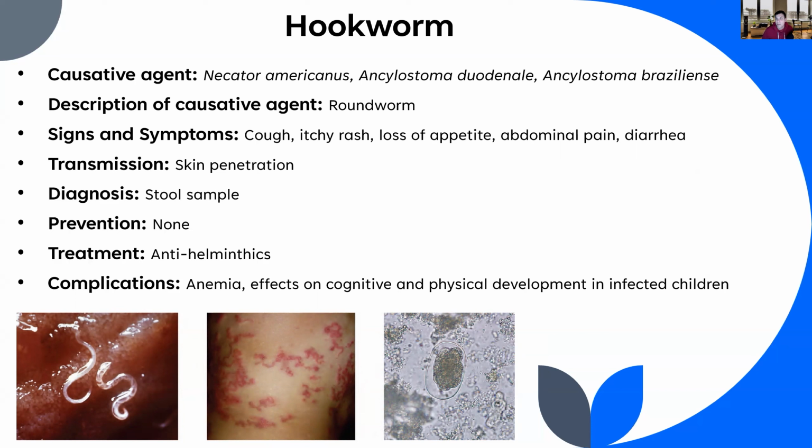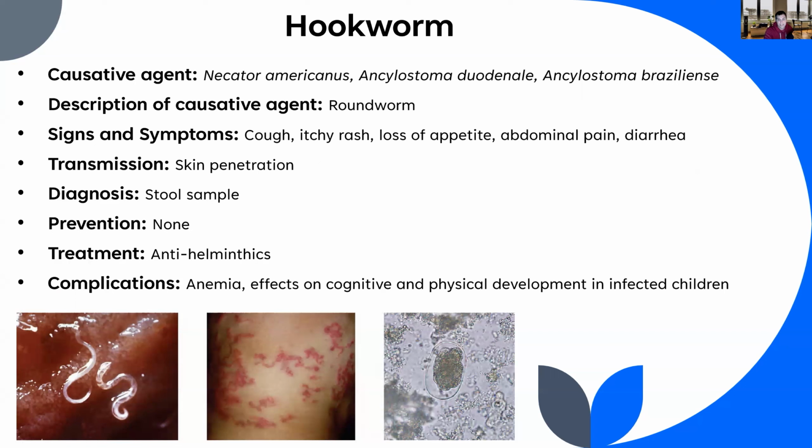And Ancylostoma brasiliensis is very common in South America and the New World as well. It is a roundworm. And signs and symptoms: again, the lung thing, right? Cough, itchy rash. That rash is typically going to be where the skin penetration occurred. Loss of appetite, abdominal pain, and diarrhea. And in some cases, you can actually see the worms crawling under the person's skin, and they're causing a massive amount of inflammation as a result of this.